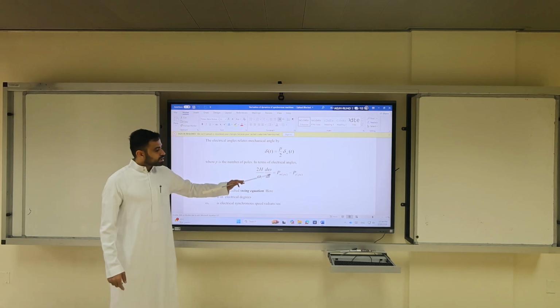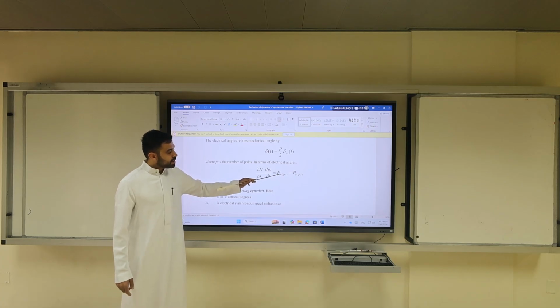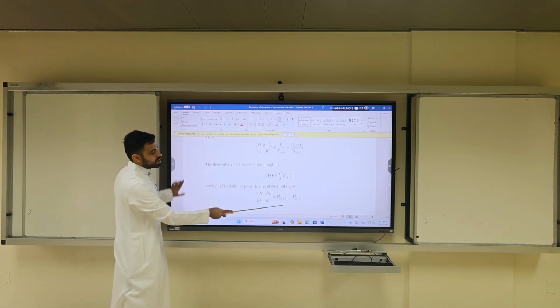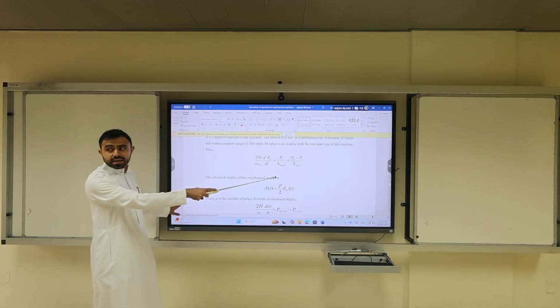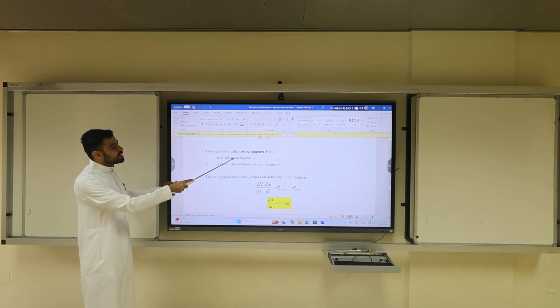So in terms of electrical degrees, this would become 2H over omega_s times the... Note that if we divide power over S, it becomes per unit, because we're dividing it by the rating. This is like S base per unit. So this equation is called the swing equation, where delta is in electrical degrees.